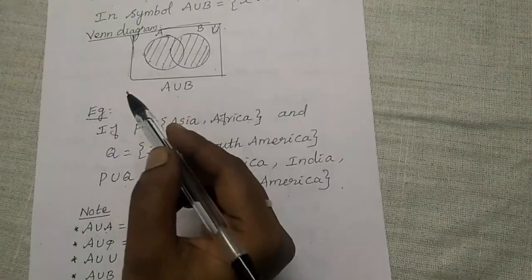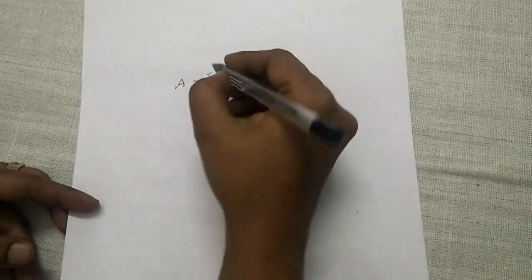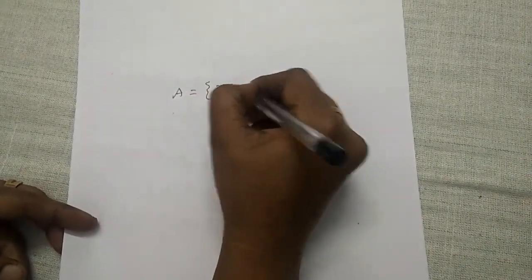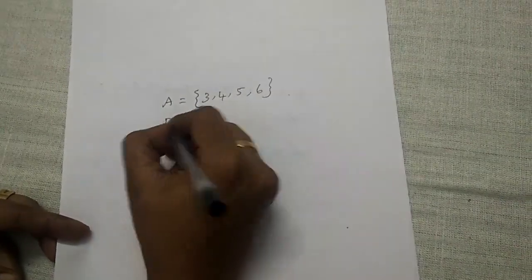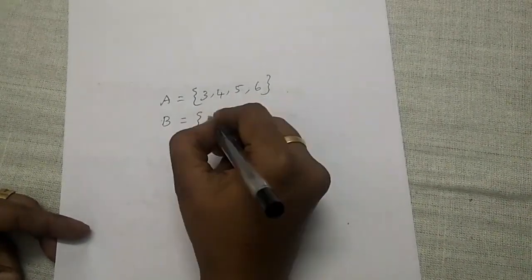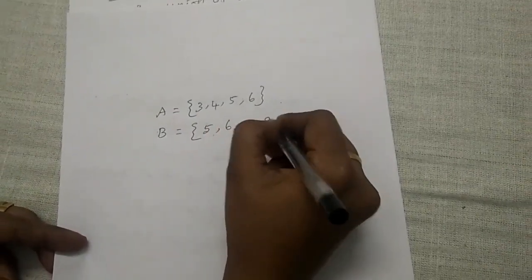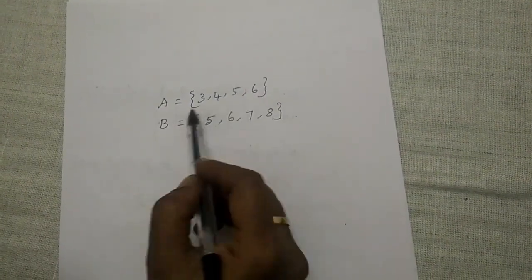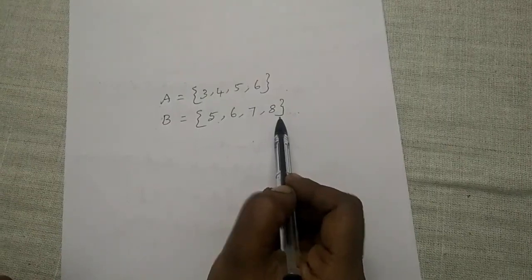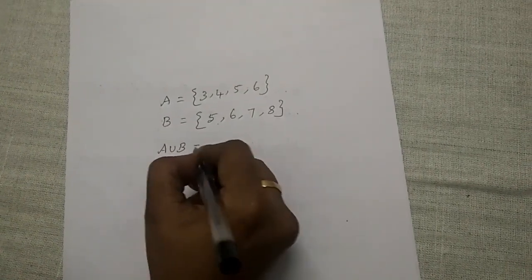One more example. Suppose A is equal to the set 3, 4, 5, 6, and B is equal to another set 5, 6, 7, 8. Here A is the set of these elements and B is the set of these elements. How can we find A union B?